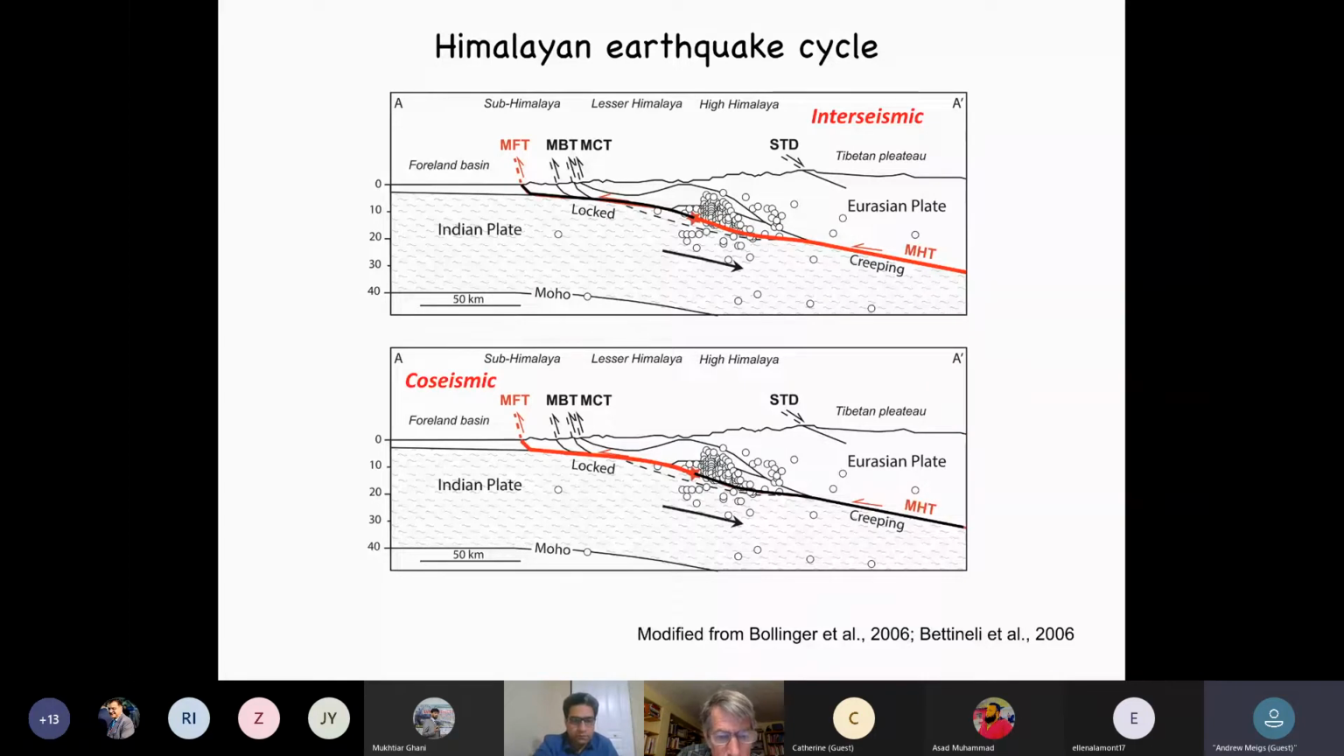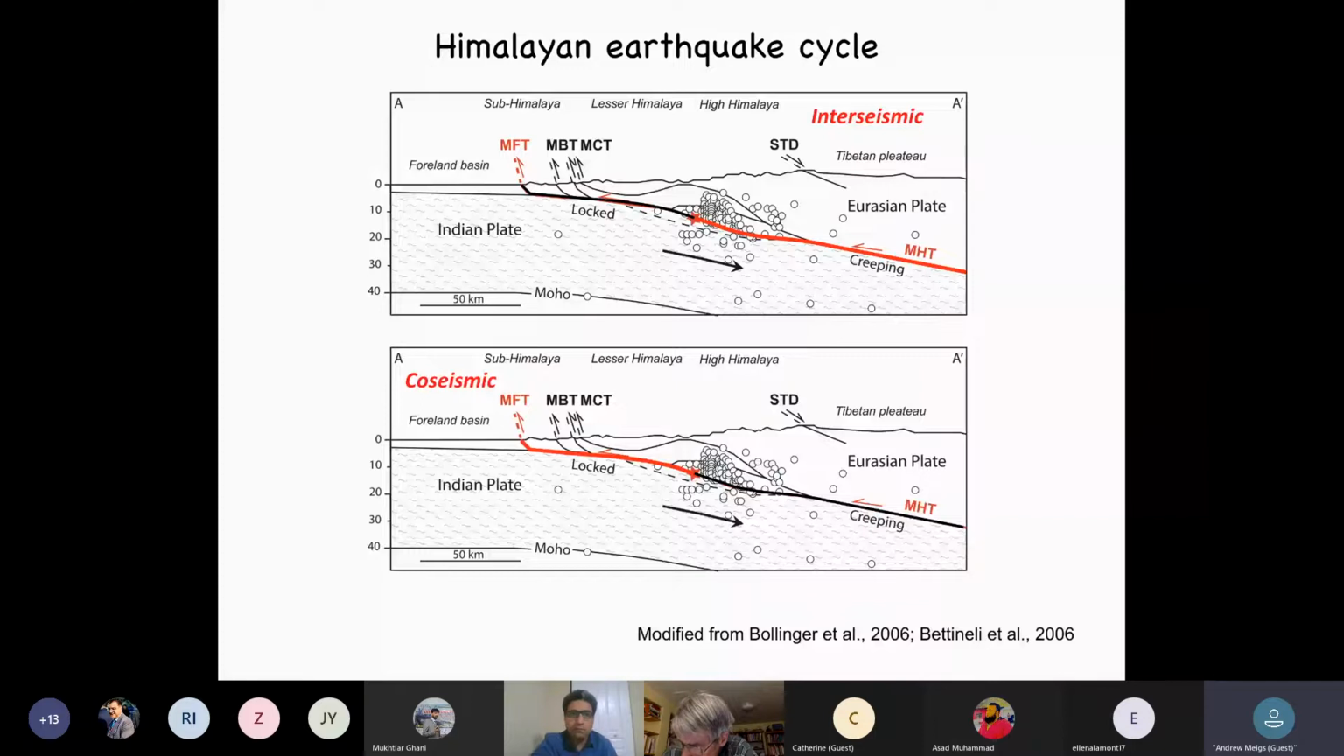So in interseismic time, the way the Himalaya works, at least on the main Himalayan thrust, is that the deep part of the fault is continuously creeping up to where that star is, where it changes from a fault which is moving all the time to one which is quote-unquote locked. It is storing energy in anticipation of the future earthquake. Co-seismic time is that short interval of time in which the main Himalayan thrust moves in large earthquakes.